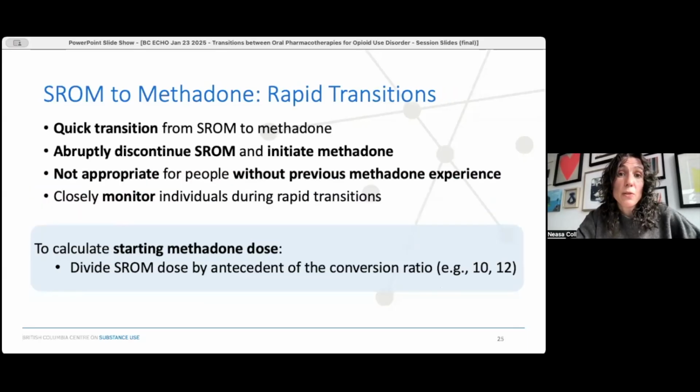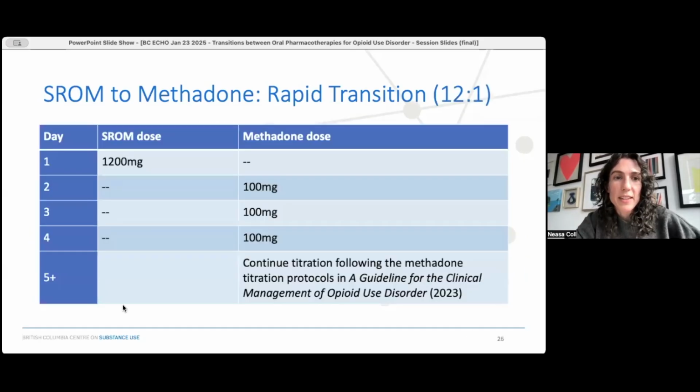So if we don't go slowly, we go rapidly. So what does a quick transition look like? We don't consider this appropriate for patients who've never had methadone experience. And it is important to closely monitor individuals during this time. Again, we use the same ratio of 10 or 12 to 1. And we have an example of it here.